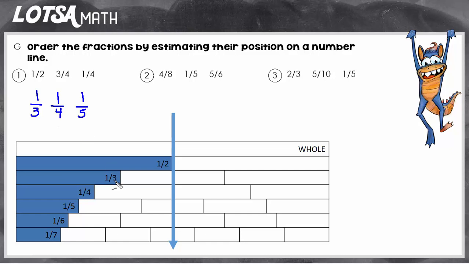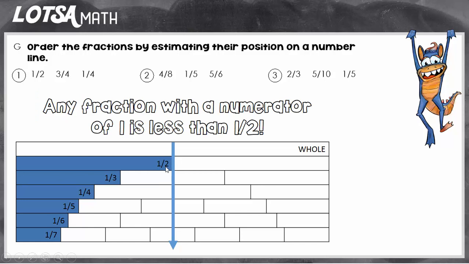See, 1/3 is less than a half, 1/4 is less than a half, 1/5 is less. Any fraction you have with a numerator of 1 is going to be less than a half. Except for a half, because a half is a half. 1/2 is always the rule breaker. So the rule is any fraction with a numerator of 1 is less than a half.